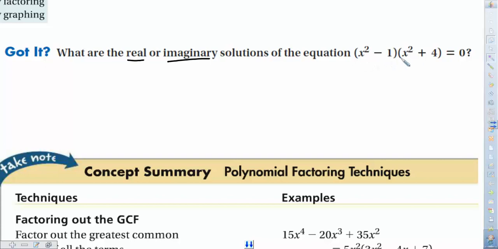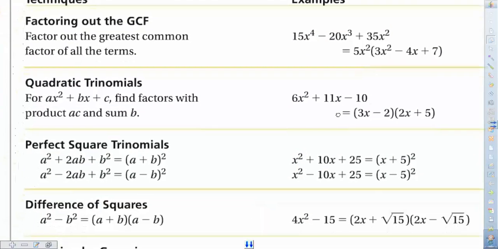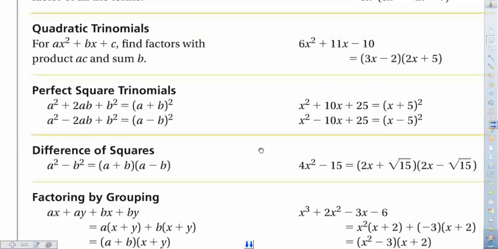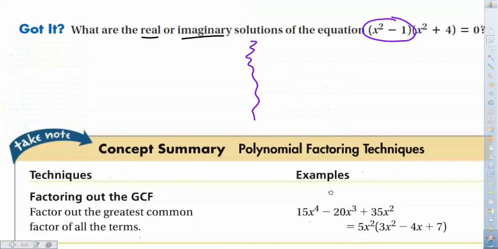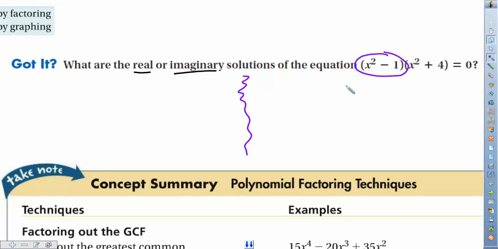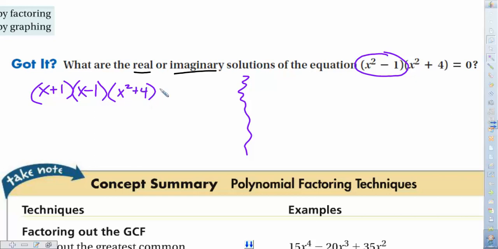So what do you notice about this problem? It's already factored. Now, I could see two different routes you can take with this. You could continue to factor that x squared minus 1, because quite honestly it's one of these guys right down here, which is the difference of two perfect squares. So we could factor that as x plus 1 times x minus 1, but there's no such thing as a sum of two squares. So you'd have x squared plus 4 equals 0.